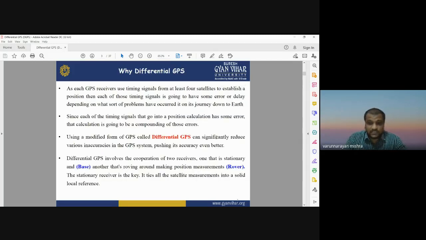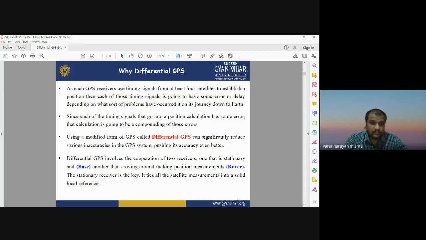What is the need for differential GPS? As we know, each GPS receiver uses the time signal from at least 4 satellites. We need signals from at least 4 satellites to get positioning and timing at any place on the earth. These GPS receivers are used to establish a position. But each of those timing signals is going to have some errors because of several factors, like ionospheric effect, tropospheric effect, and multipath error. There may also be problems because of the atomic clock and the receiver error. So we may have some errors in the GPS signals coming from the GPS satellites.